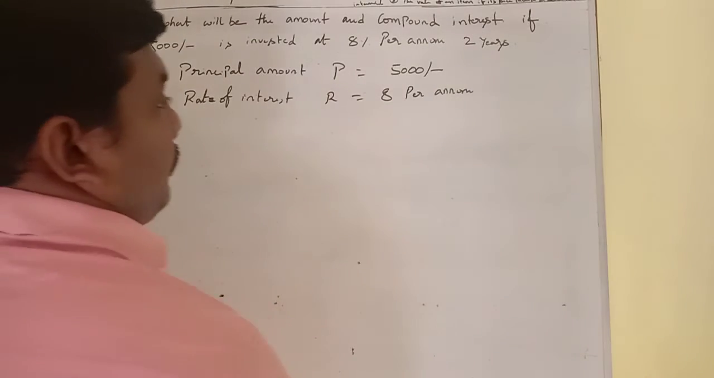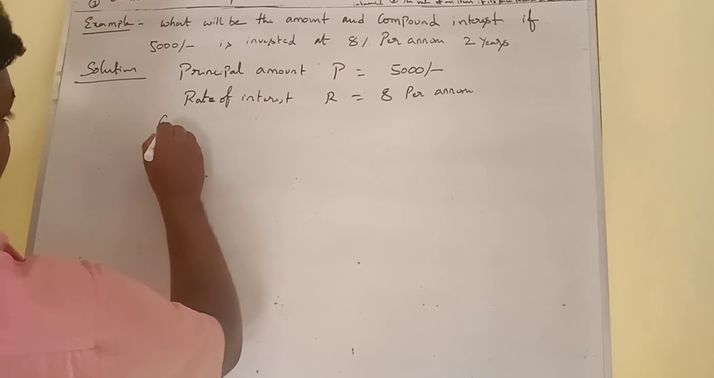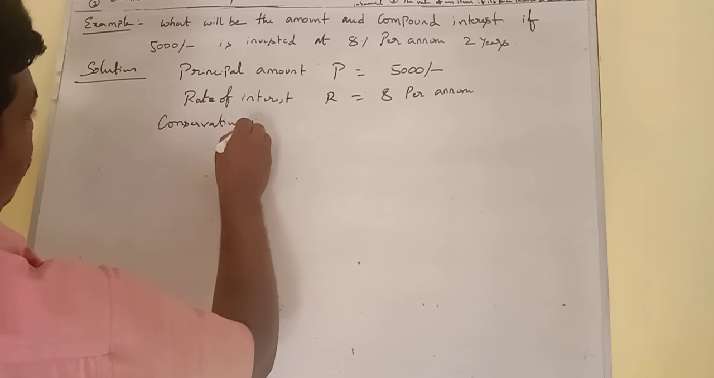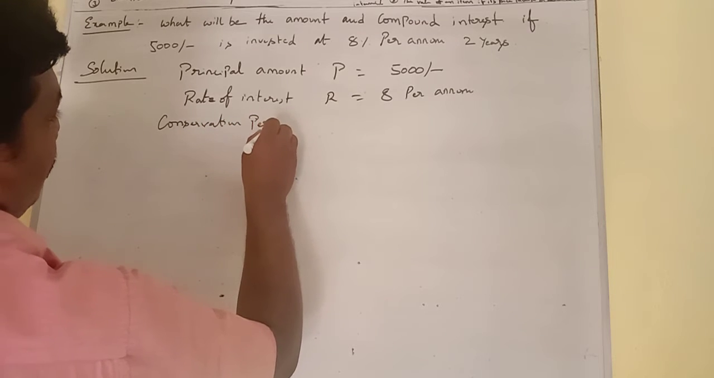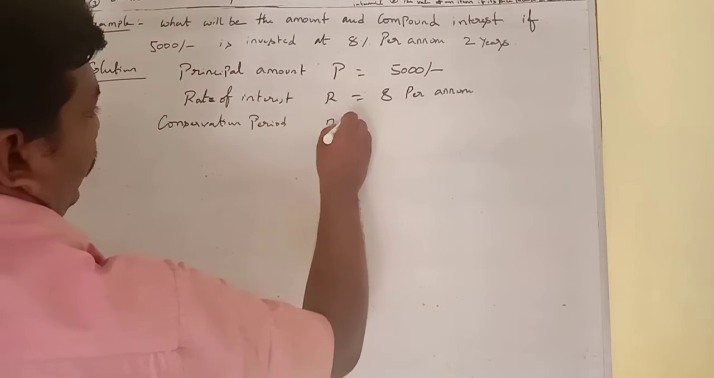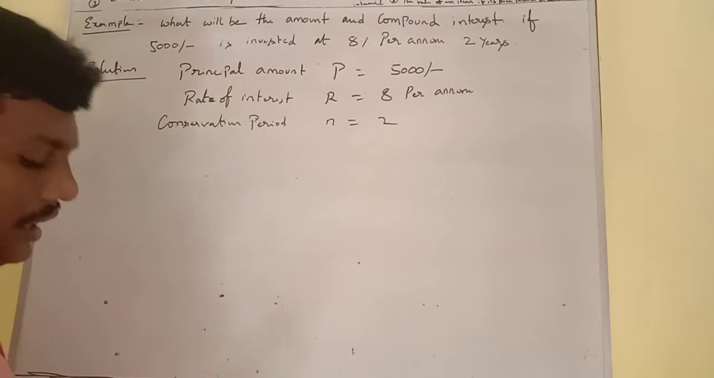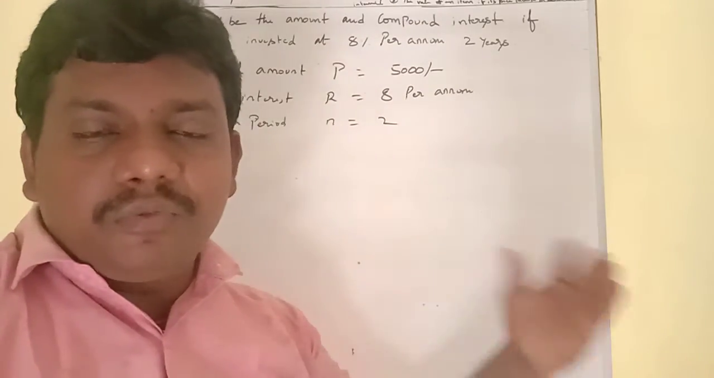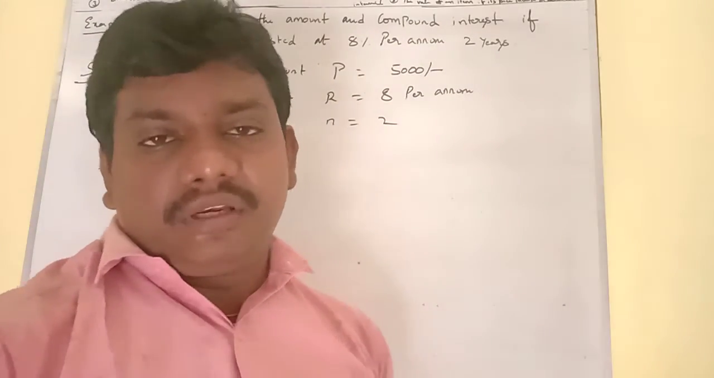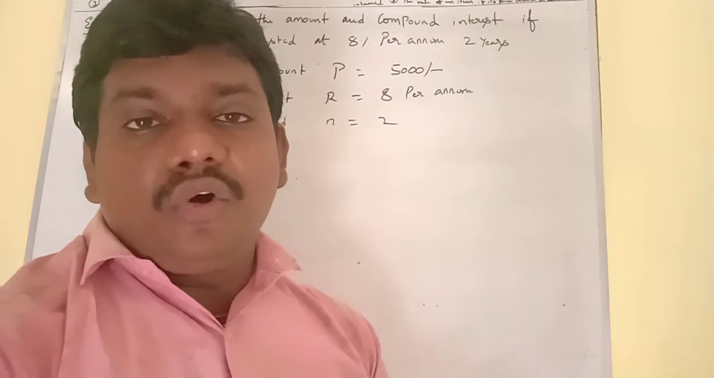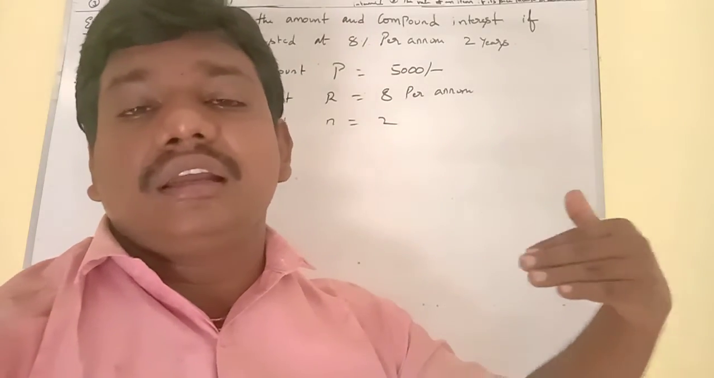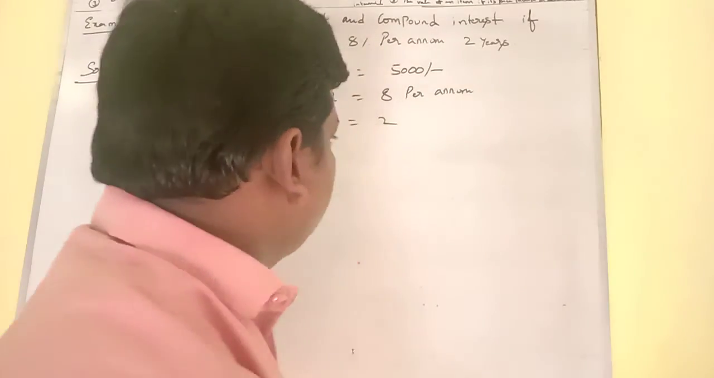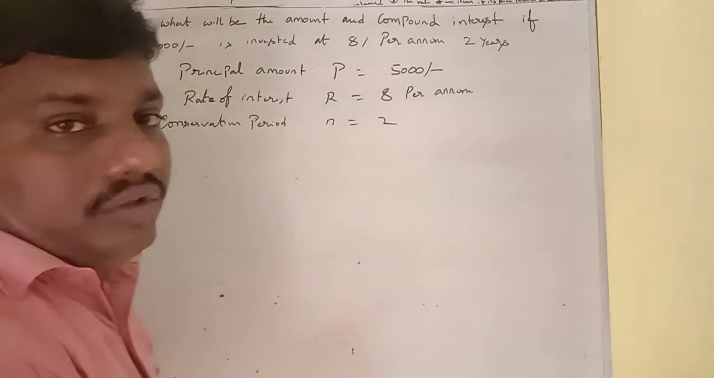Next, what is the time period? The conversion period. So n is equal to 2. Actually, in simple interest it becomes the time period t, whereas in compound interest it is the conversion period. That means how many number of times we are going to add the interest to the amount. Here it is 2 times.